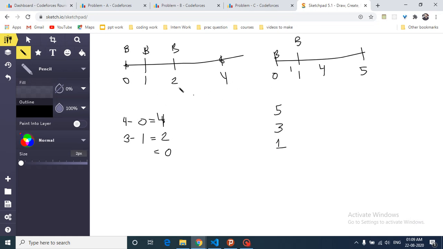So as you can see, if the length between O and A is even, then the possible K values you can get can only be even. If the difference between 0 and this endpoint is odd, then you will get K as an odd value.